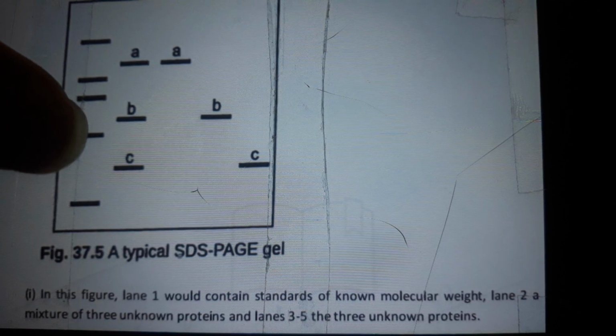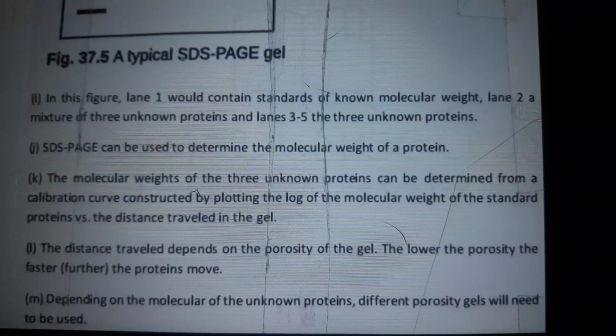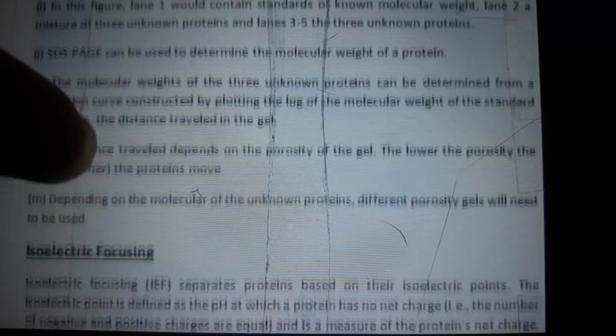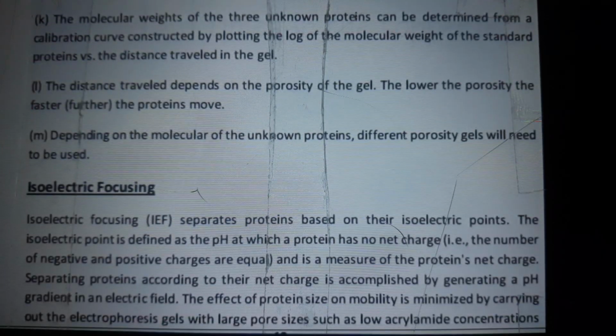Now, this is a typical SDS-PAGE gel. In this figure, lane 1 would contain standards of known molecular weight. Lane 2, a mixture of 3 unknown proteins, and lanes 3 to 5, 3 unknown proteins. SDS-PAGE can be used to determine the molecular weights of a protein.